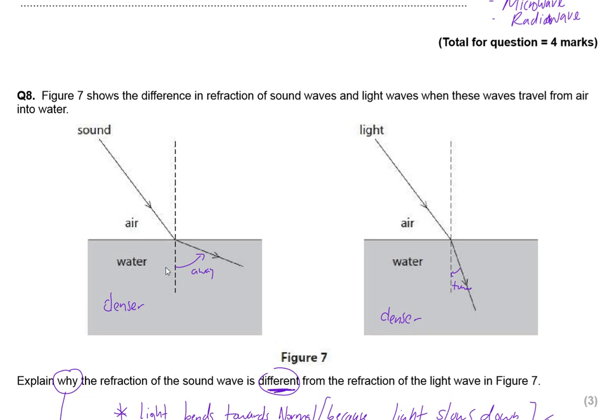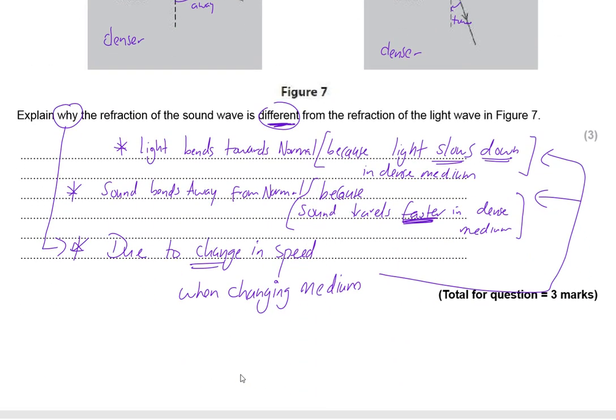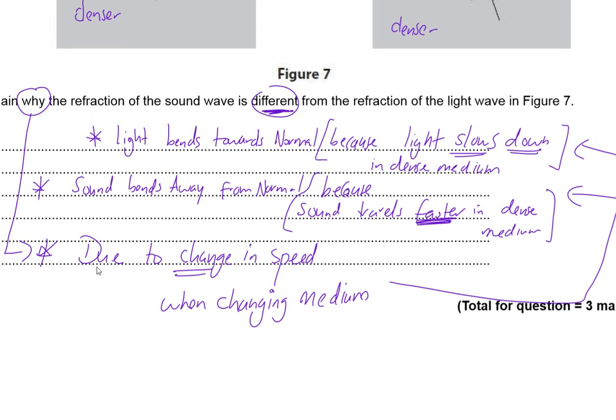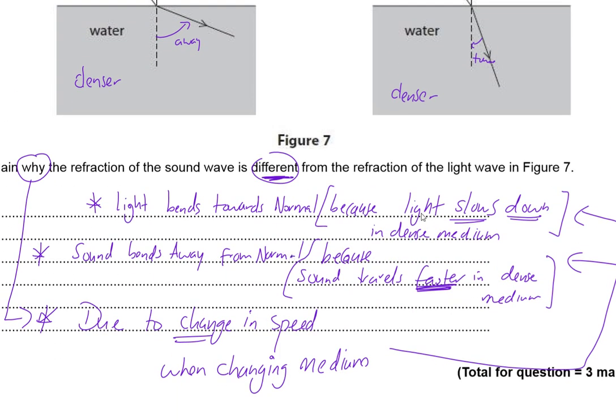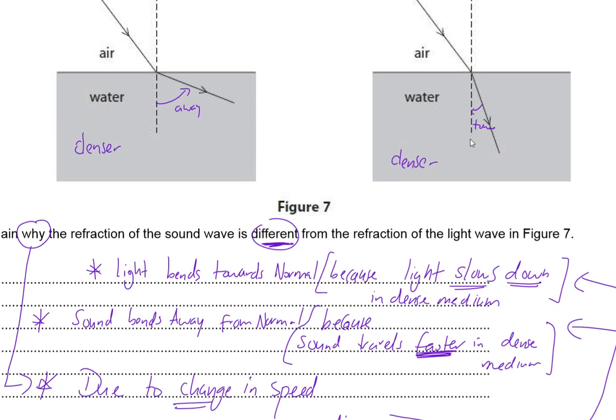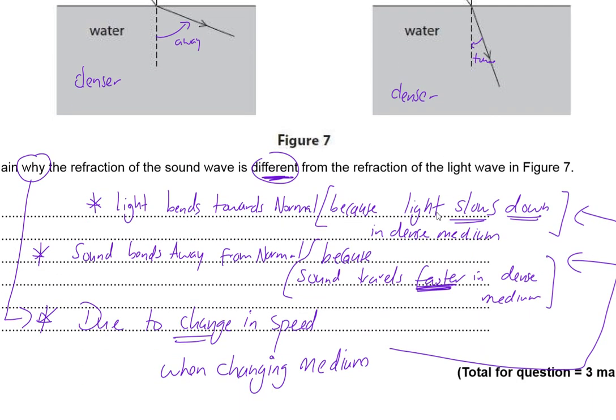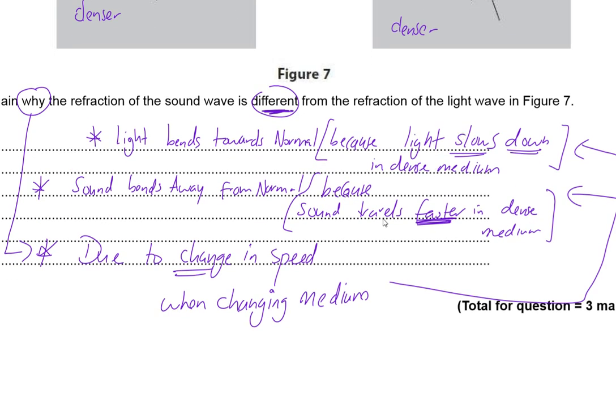Now, this question is something that we messed up. We can clearly see that sound is bending away from the normal, and light is bending towards the normal. The question says why the refraction is different. The reason is that refraction is because there's a change in speed. When the wave changes medium, it changes speed. Light bends towards the normal because light is slowing down. Sound bends away because sound travels faster. So here are the theory marks.